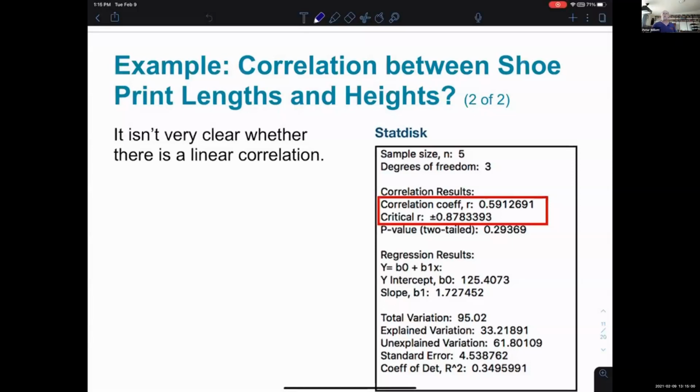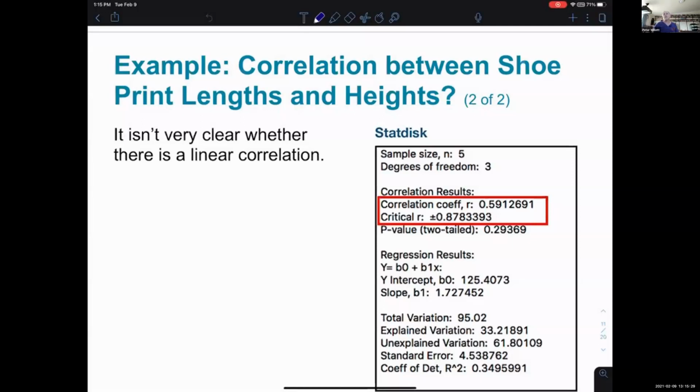And you can see it in the box there. The top line says the linear correlation coefficient R was 0.5912691. And what they are saying here is this isn't very clear as to whether there's a linear correlation. And the graph didn't look very clear either. The number is kind of between 0 and 1, sort of in the middle.